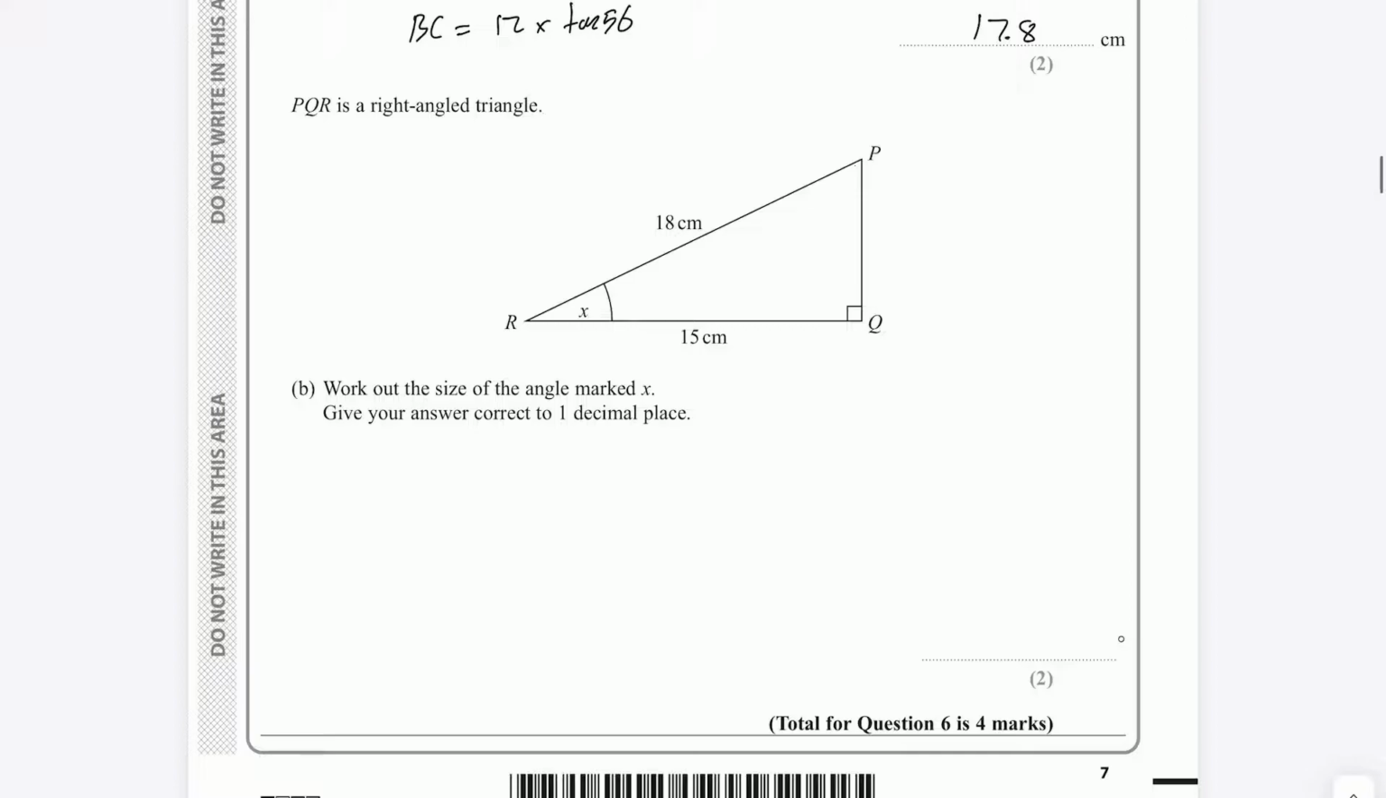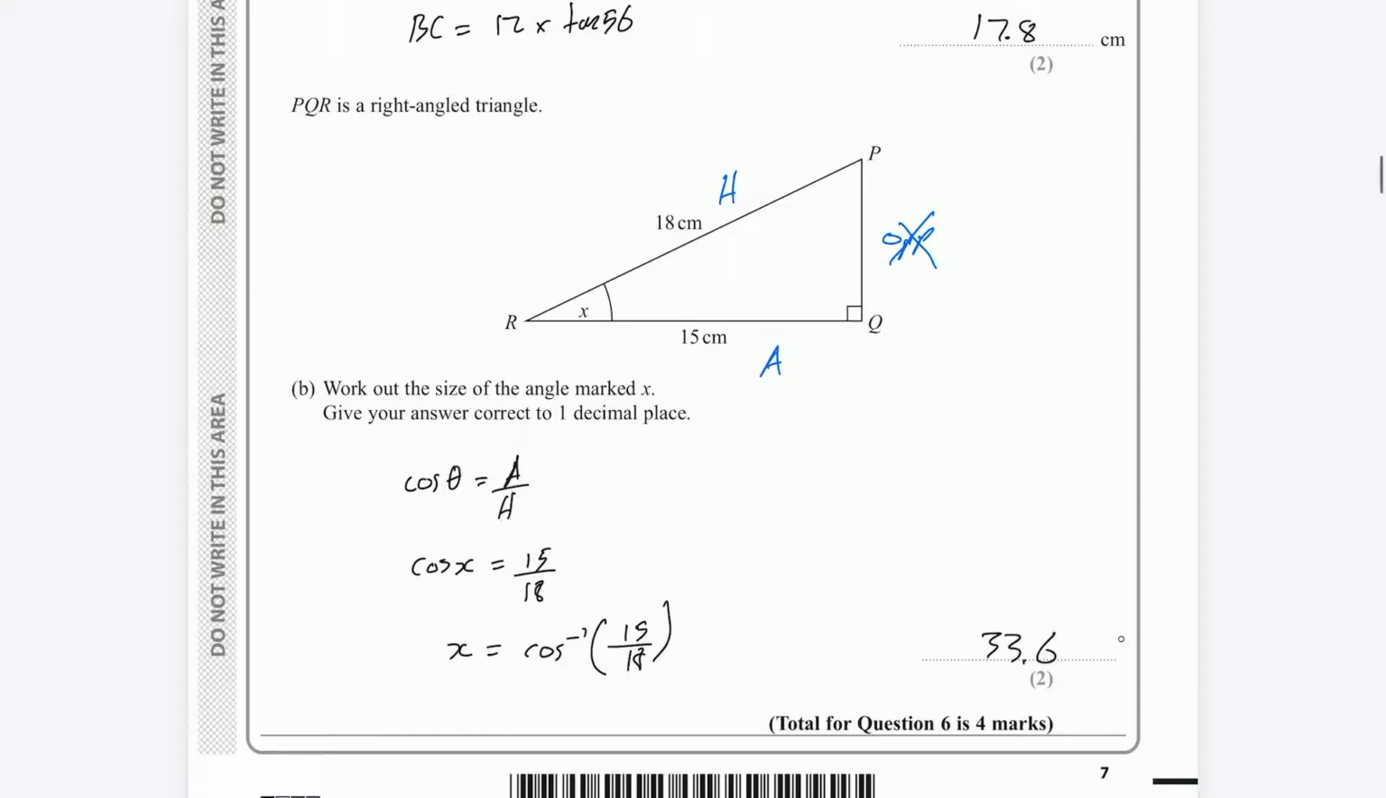So we have PQR, which is a right angle triangle. Work out the size of angle marked X. So again, we can go in similar manner. So this is going to be the opposite. That's the hypotenuse, and that is the adjacent. Again, we don't know anything about the opposite, so we can ignore that. That leaves us with an A and an H. So that is going to be cos. So we have cos theta is equal to A over H. So we have cos X is equal to 15 over 18. So X is equal to the inverse cos of 15 over 18. And to one decimal place, that's 33.6.